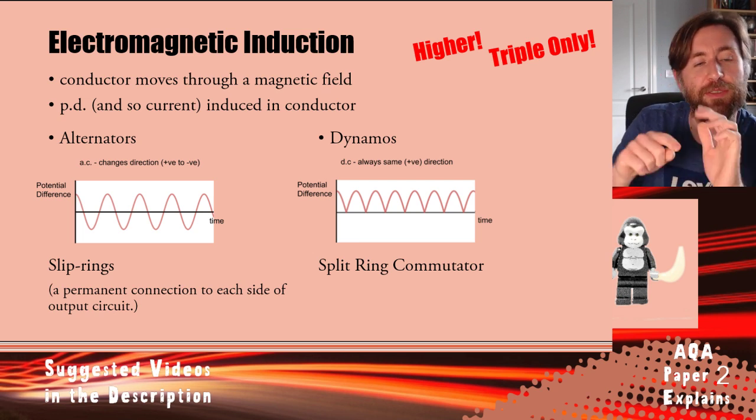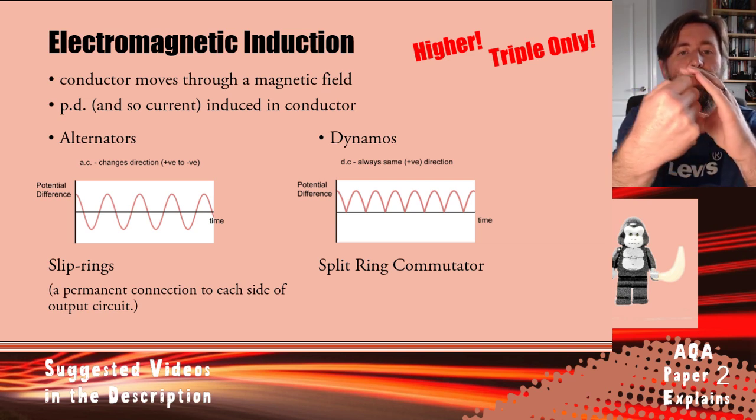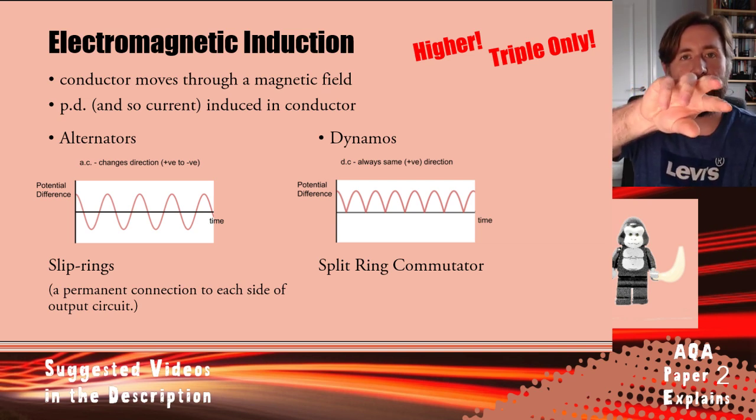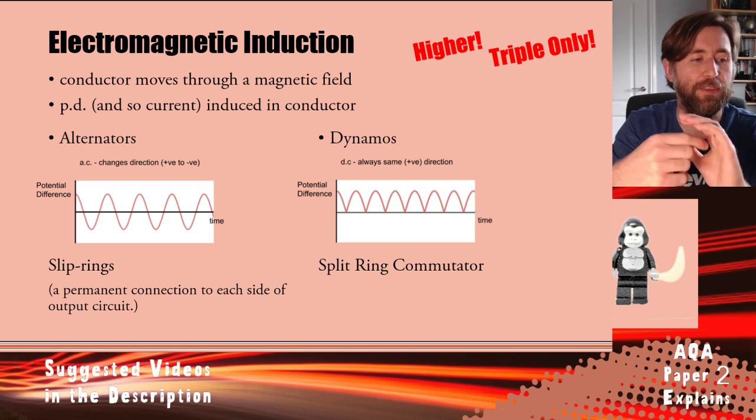Slip rings mean that there's a permanent connection, and there's two rings basically. One connects to this side, so as the coil goes around, it's moving down through the field connected to one side, so it becomes a negative.